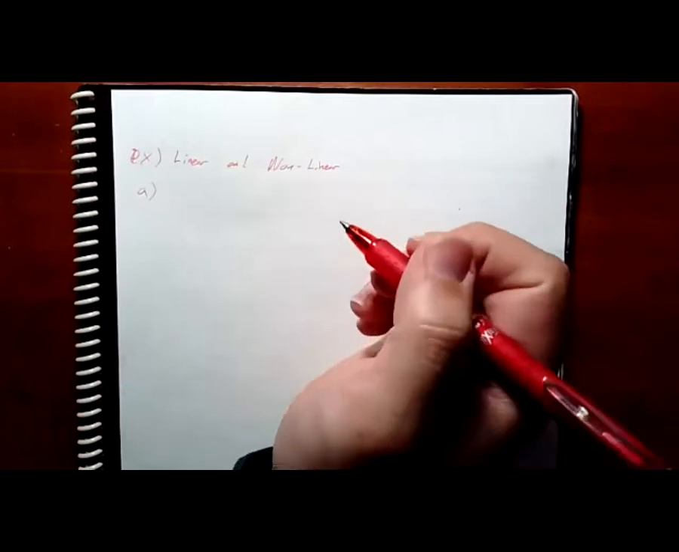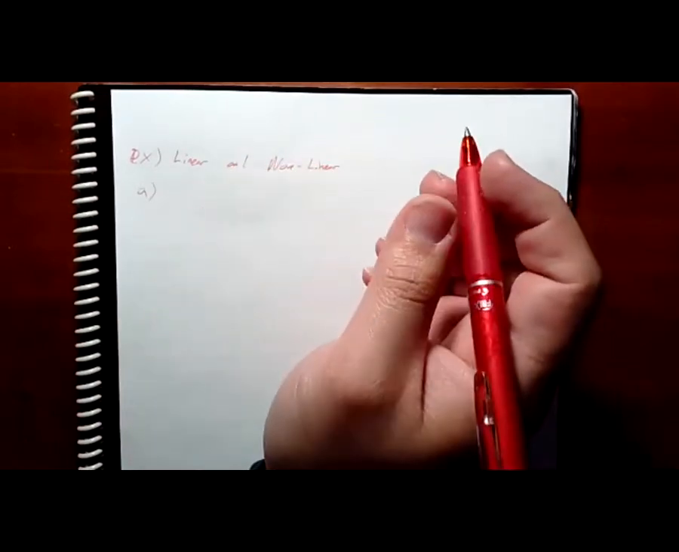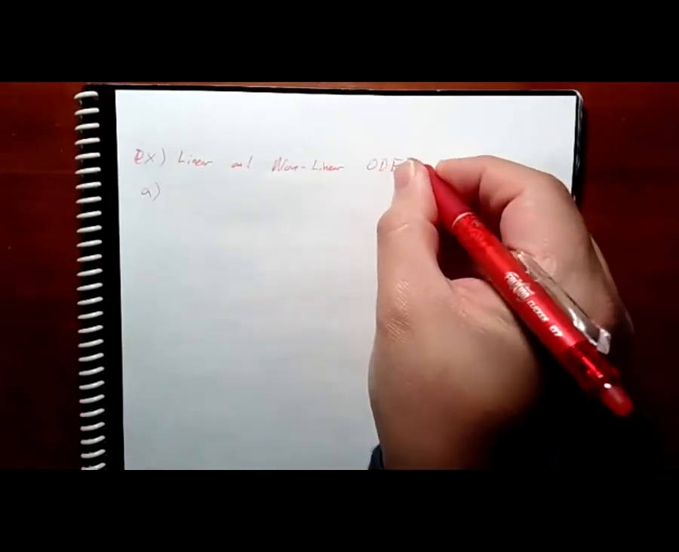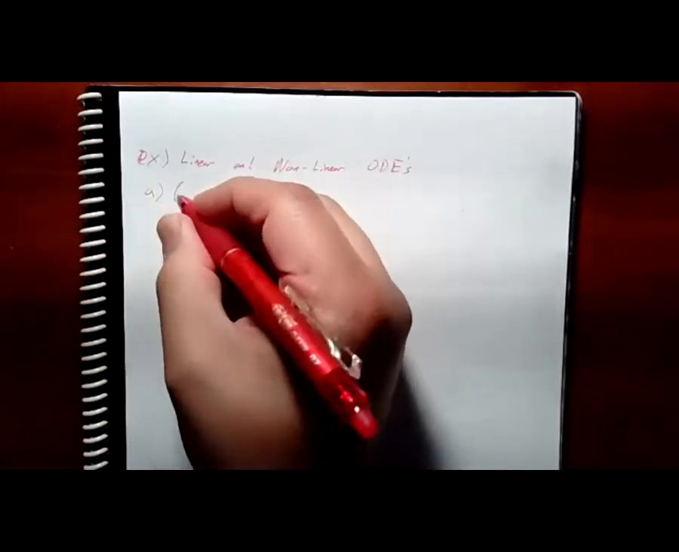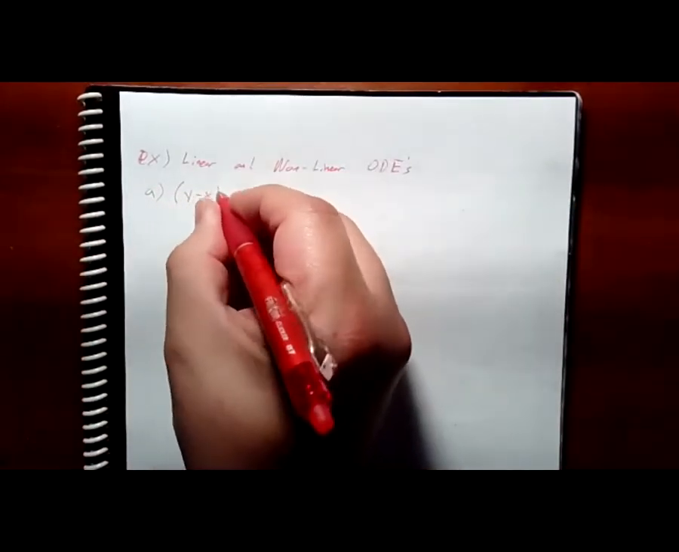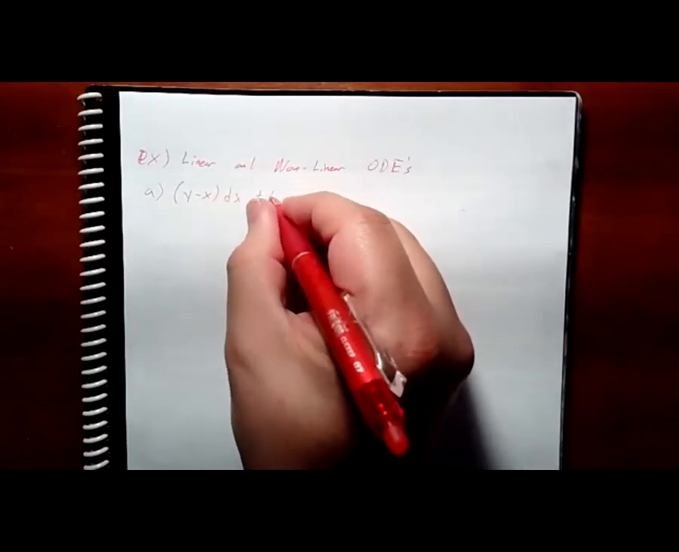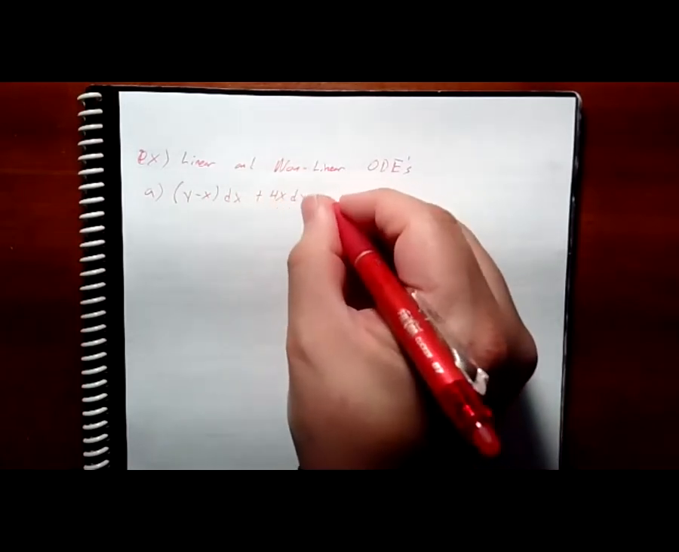So for the next few problems, we will decide if it's linear and then we'll decide of what order. And I'll go ahead and tell you the types. We're dealing with ODEs. Is this linear?